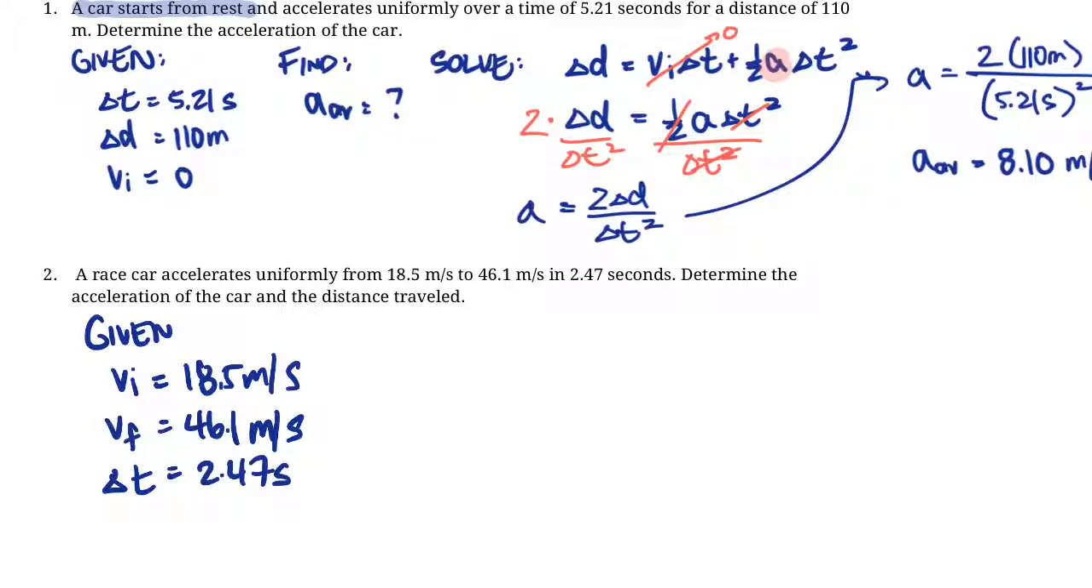We need to actually find two things in this question. We need to find the acceleration and the delta d, the distance, right? Those are the two things we need to find in this question. We can do those two things separately, obviously. So let's start off with finding the acceleration.